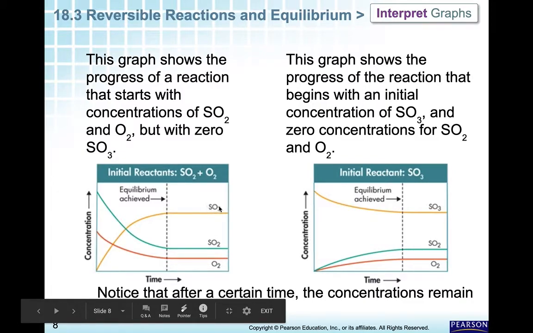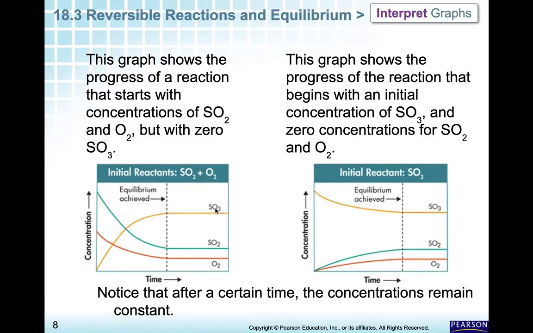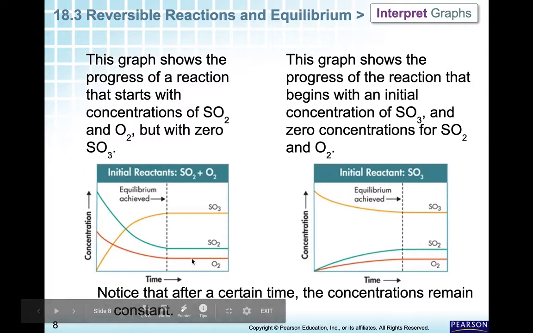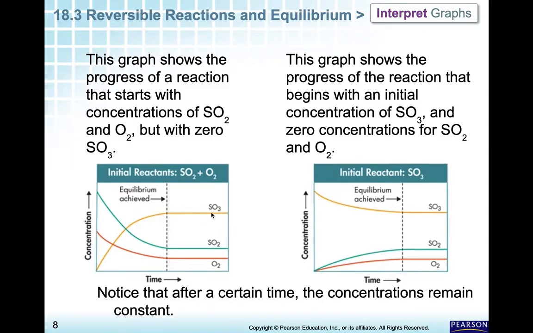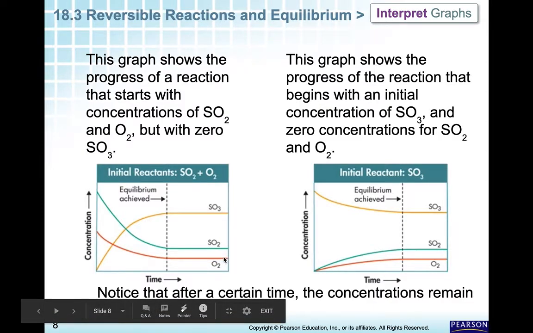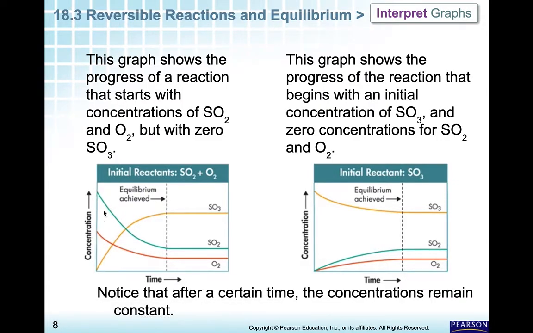If a molecule of SO3 decomposes to make more SO2 and O2, then at the same time, at the same rate, some SO2 and O2 are going to collide to make more SO3, so that these lines remain level and constant. Now this was the situation, remember, when we started with SO2 and O2 and 0 SO3.